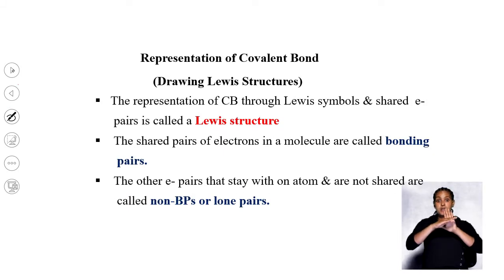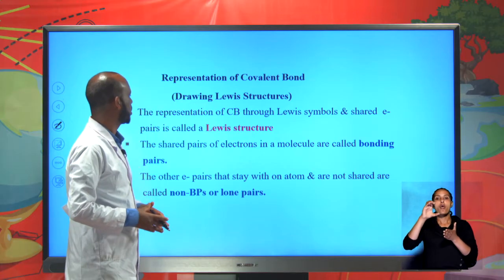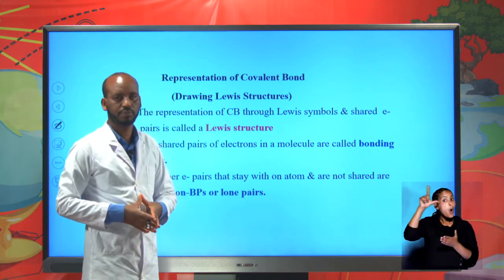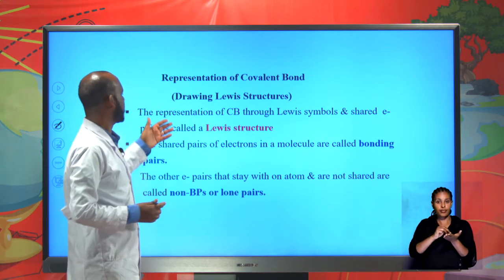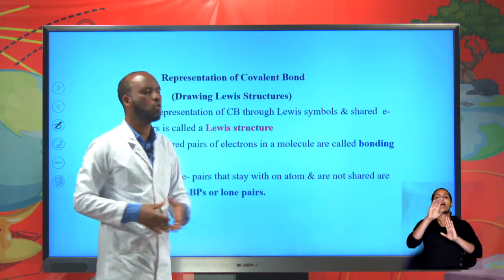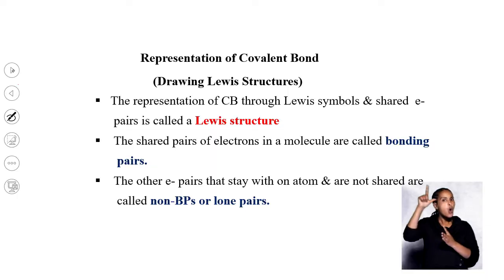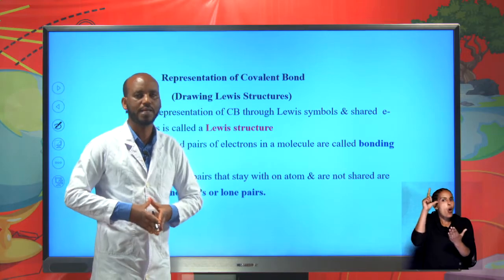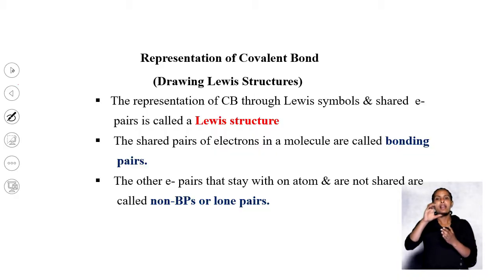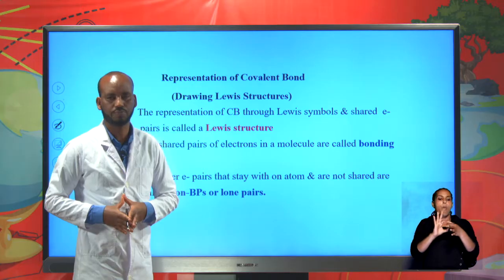Representation of covalent bond: drawing Lewis structures of covalent molecules. The representation of a covalent bond through Lewis symbols and shared electron pairs is called a Lewis structure. How can we draw the Lewis structure of covalent molecules? The shared pairs of electrons in a molecule are called bonding pairs.